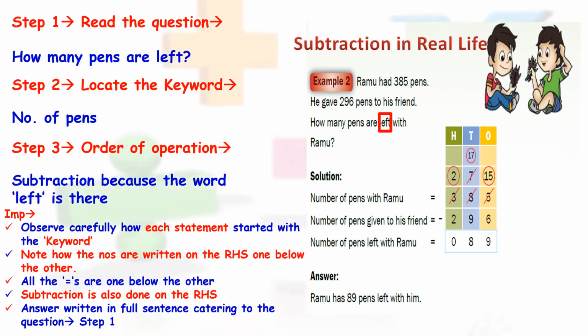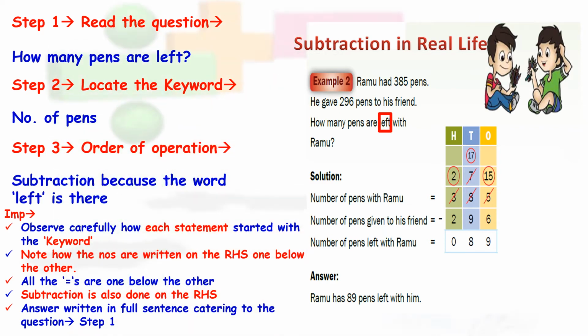Again, you have to read the story and locate the question. So here the question is how many pens are left? So the keyword will be, since the question is how many pens, the keyword will be number of pens. Now we have to identify the order of operation. So what is the magic word here? The magic word here, you can refer to your page mark. The magic word here is left. So we have to subtract.